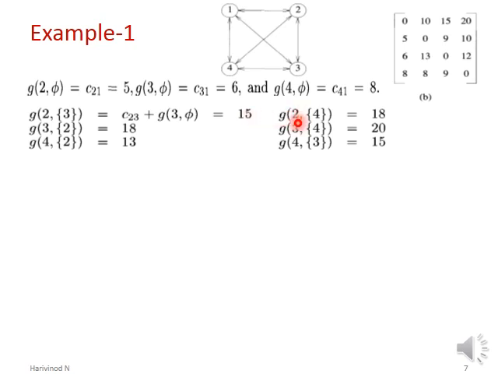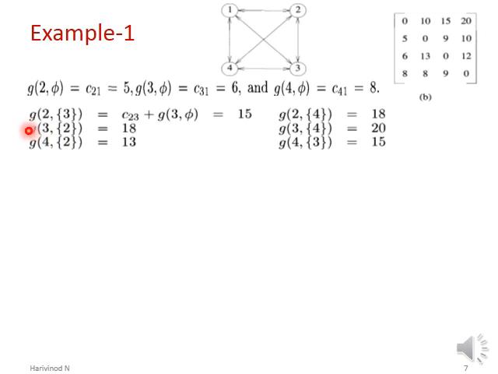Going for the next one, g of 2 comma 4. It is nothing but the direct edge from 2 to 4, which is 10 plus g of 4, 5. It is nothing but 8. So 10 plus 8 gives 18.